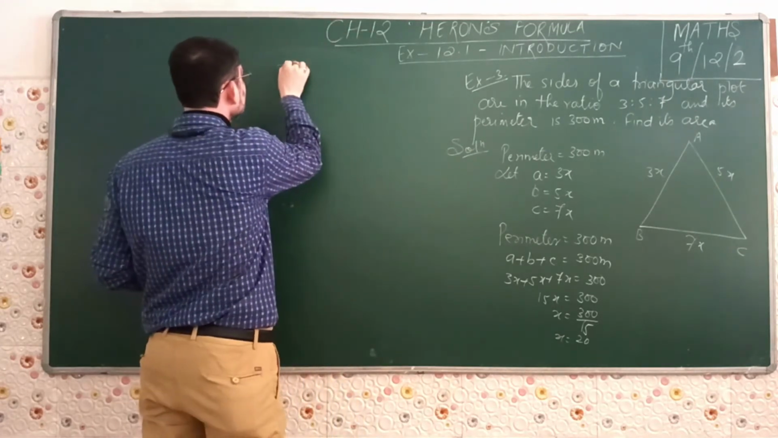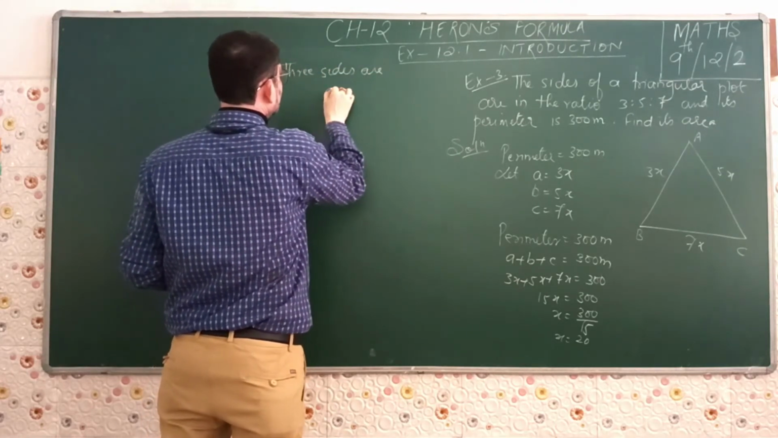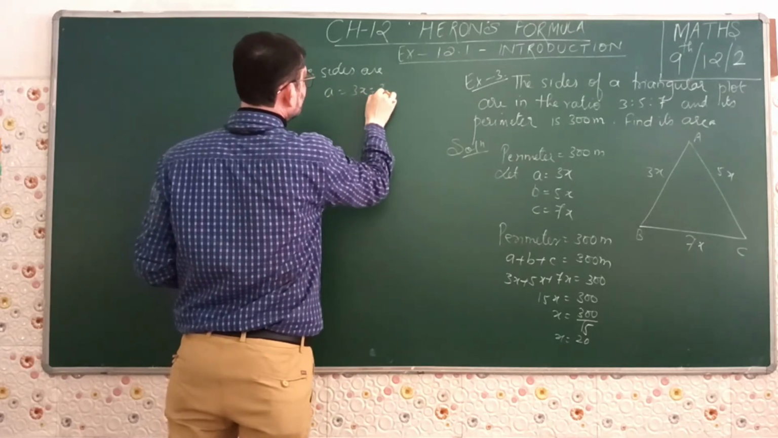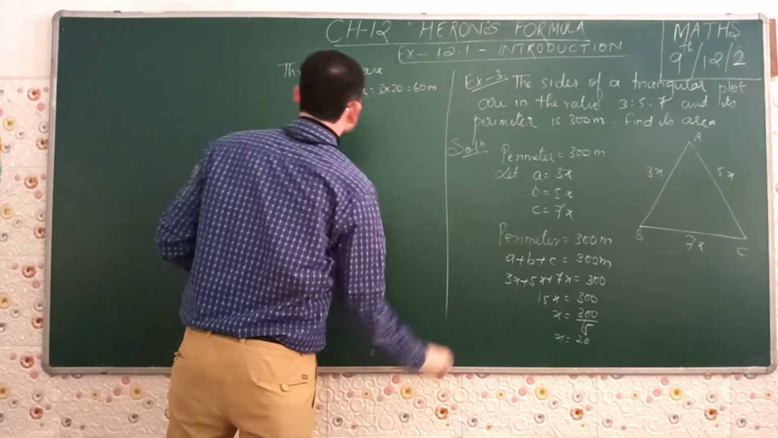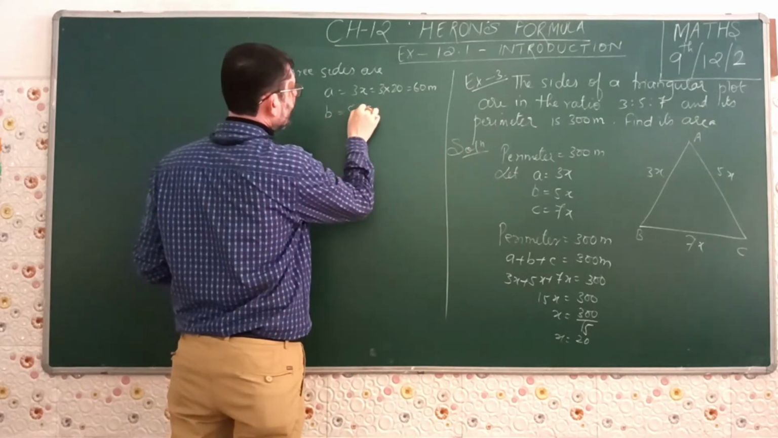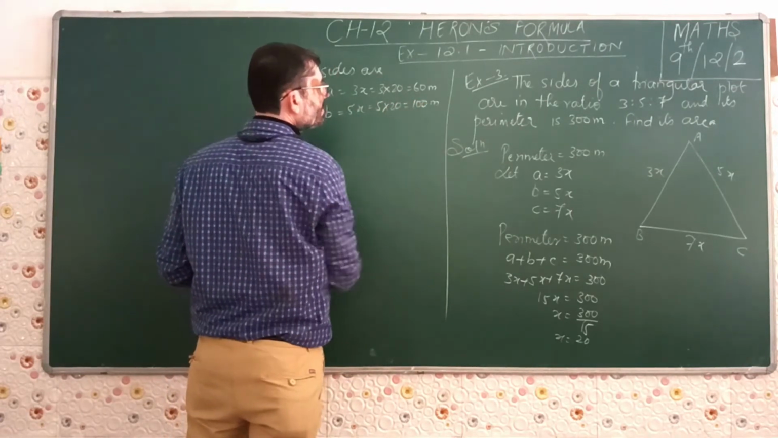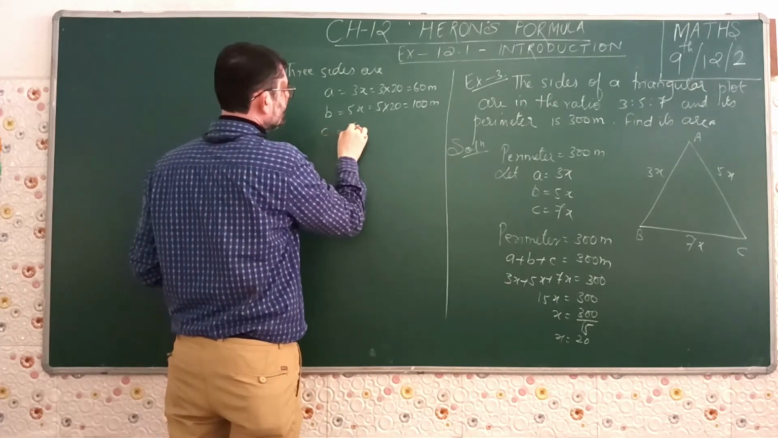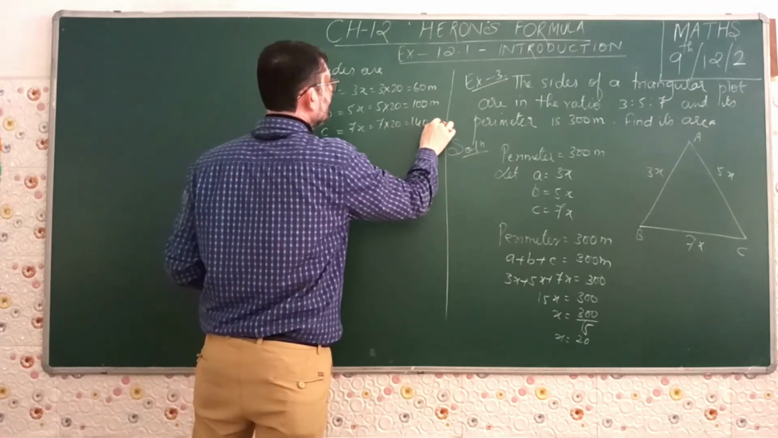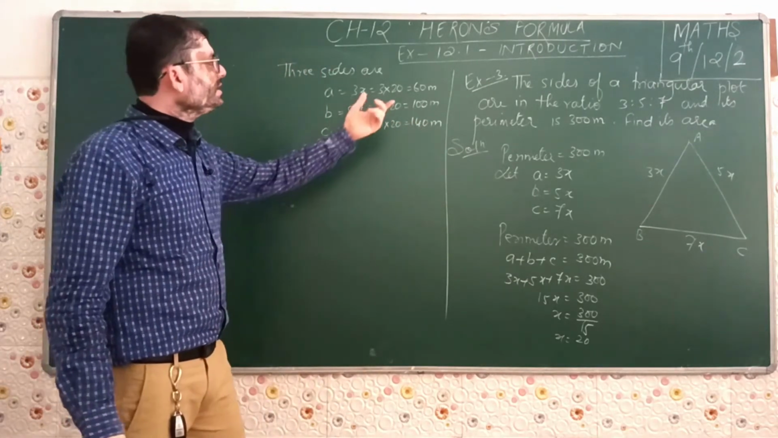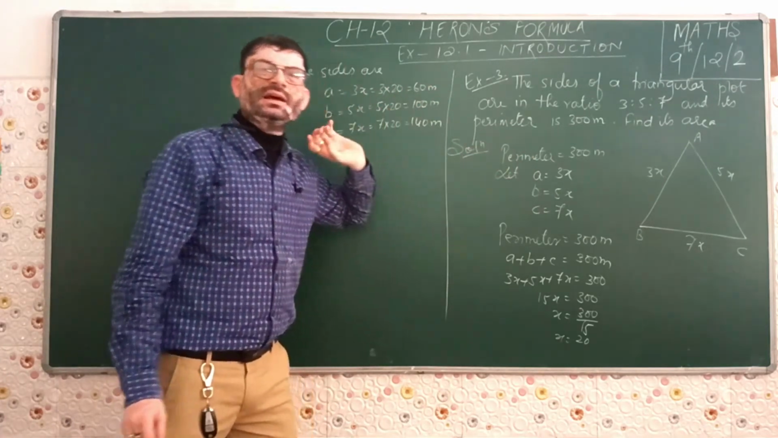So the three sides are, first A is equal to 3x, so this is 3 into 20, that is 60 meters. The second side B is equal to 5x, so this will be 5 into 20 and that is 100 meters. And the third side C is equal to 7x, that is 7 into 20 and that is equal to 140 meters. So we have now obtained the three sides of the triangle whose perimeter is 300 meters.